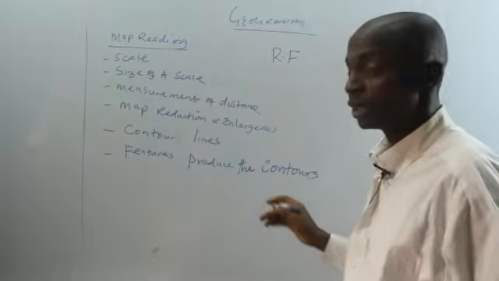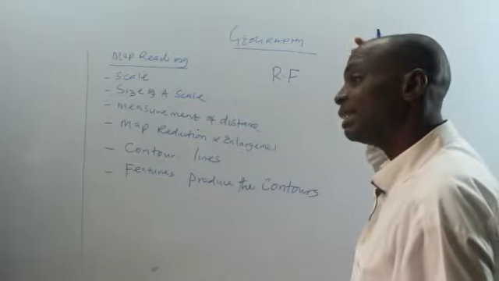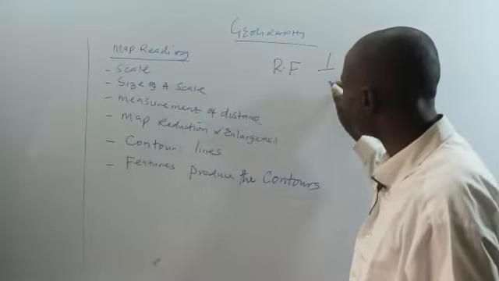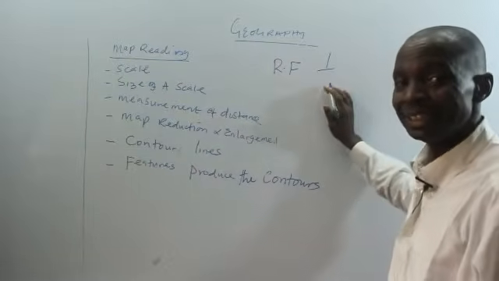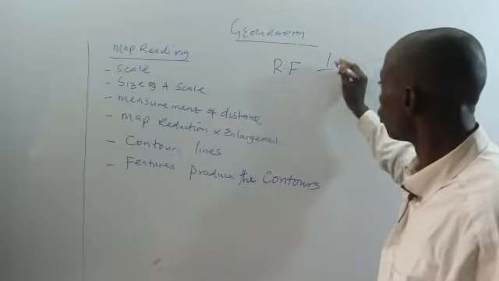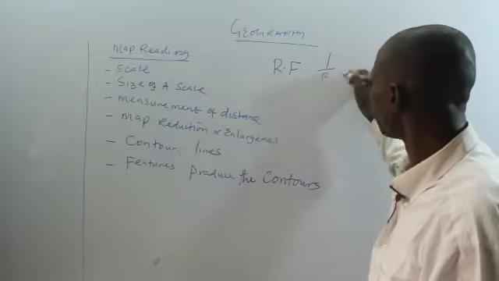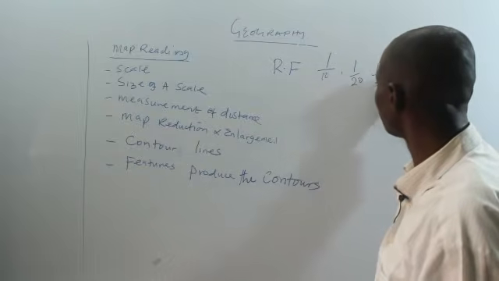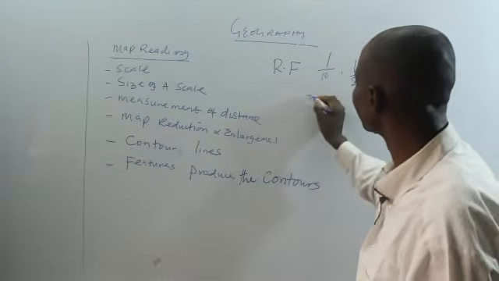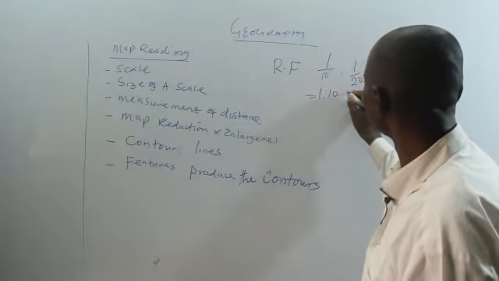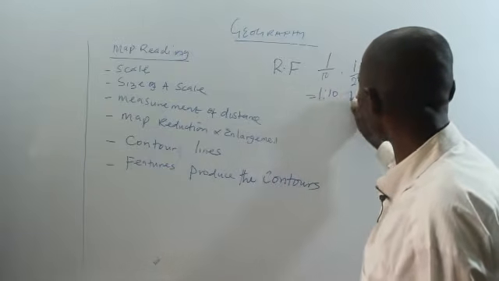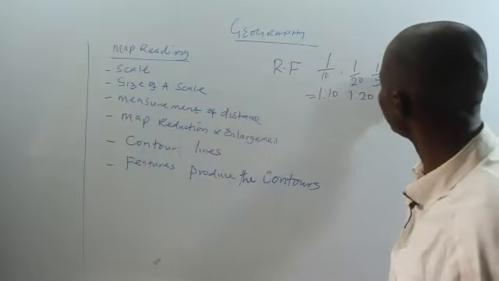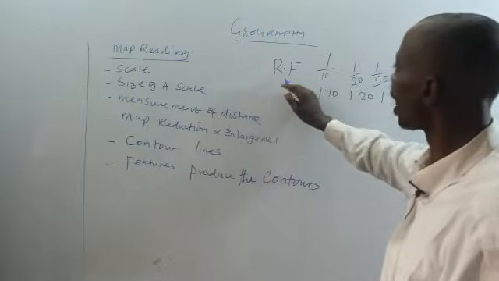Representative fraction. We say that representative fraction is a type of scale that has 1 as the numerator and any number as the denominator, but not 1. 1 over 10, 1 over 20, 1 over 50. And this can be written as 1 is to 10, 1 is to 20, 1 is to 50. This type of scale is what we call RF.